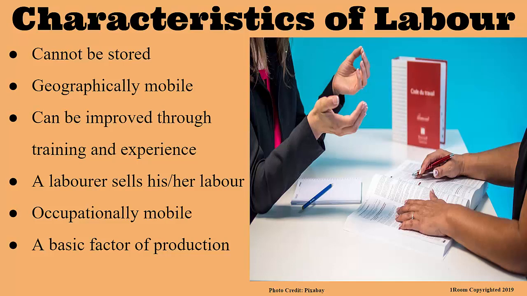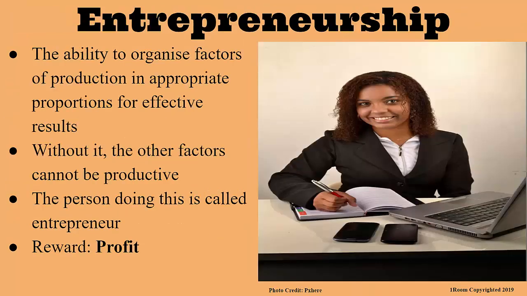Good. Now, lastly, we have entrepreneurship. That one, I don't want to try to pronounce it. You have to learn. Entrepreneurship. See, you got it. Such a big name. What does it mean? Well, it is just the ability to organize the other factors of production so as to achieve the desired results. At least the explanation is simpler. And without it, all the other factors of production will not be productive because it is what sets everything else in motion. I understand. The person who does this work is known as an entrepreneur, and his reward is the profit.